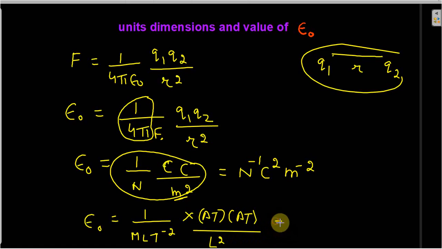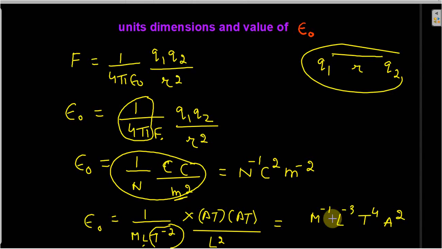So finally, after solving, what will you get? You have T raised to power 2 minus minus 2, so it will become T raised to power 4 here. There is no A, so A square you will separate, and there is no M in the numerator, only one, so M to the power minus 1. And what about L? How many L are there? 3 L are there, and they will invert and become minus 3. So M is minus 1, L minus 3, T raised to power 4 and A square. This is the dimensional formula of epsilon naught.